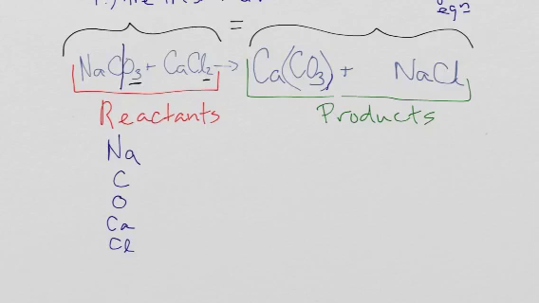Now let's look at the side of the products. Do those same elements appear? Do we have an Na? I'm going to write her down. Do we have a C? Yes, we do. Do we have an O? Okay. Do we have Ca? Yes, we do. What about Cl? Yes. So our first little rule here, do the same elements appear? Check. So we now know that question number 1 here has been satisfied. We have the same elements on both sides of this equation.